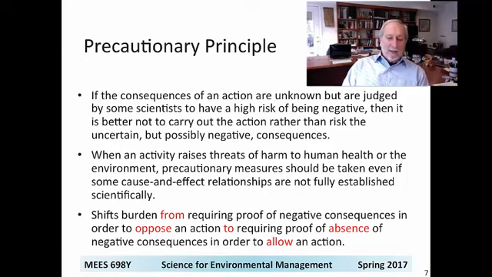The release of certain toxic compounds in the environment is similar. When an activity raises threats of harm to human health or the environment, precautionary measures should be taken even if some cause and effect relationships are not fully established scientifically. So it shifts the burden from requiring proof of negative consequences, where we should be allowed to do something unless it's shown to be harmful, to the opposite, requiring proof of the absence of negative consequences in order to allow that action.